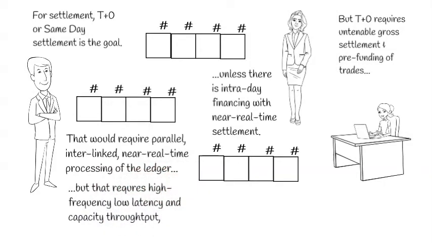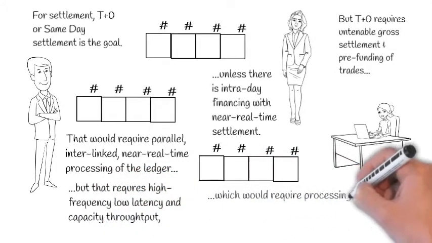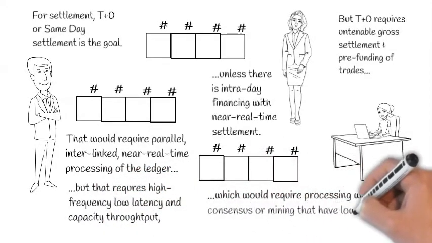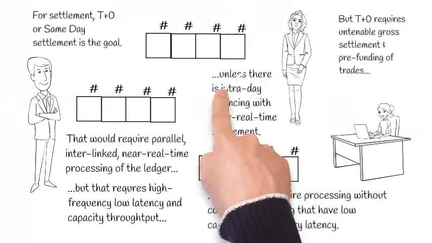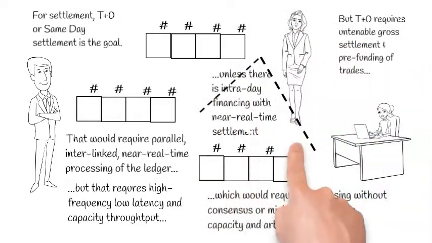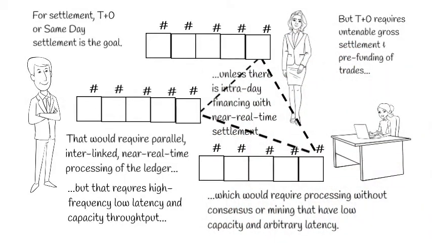But that then requires high frequency, low latency and capacity throughput, which then requires processing without consensus or mining, because both have low capacity and arbitrary latency. Parallel processing is essential.